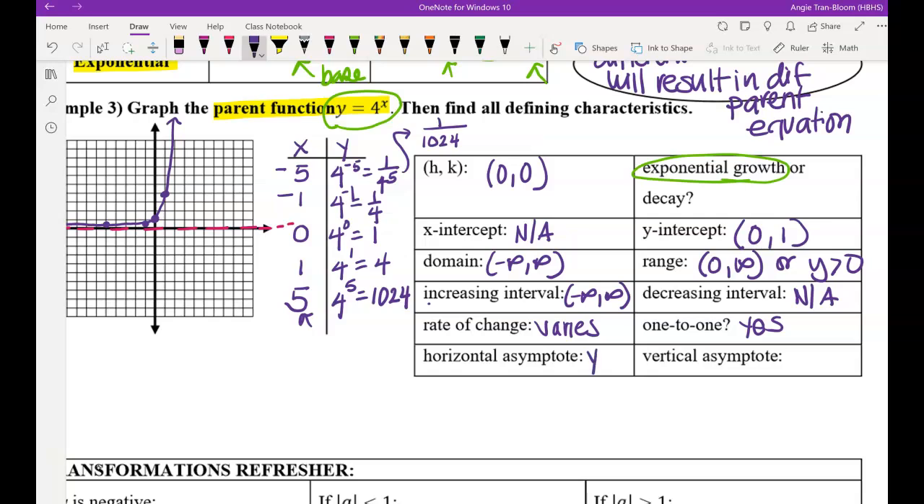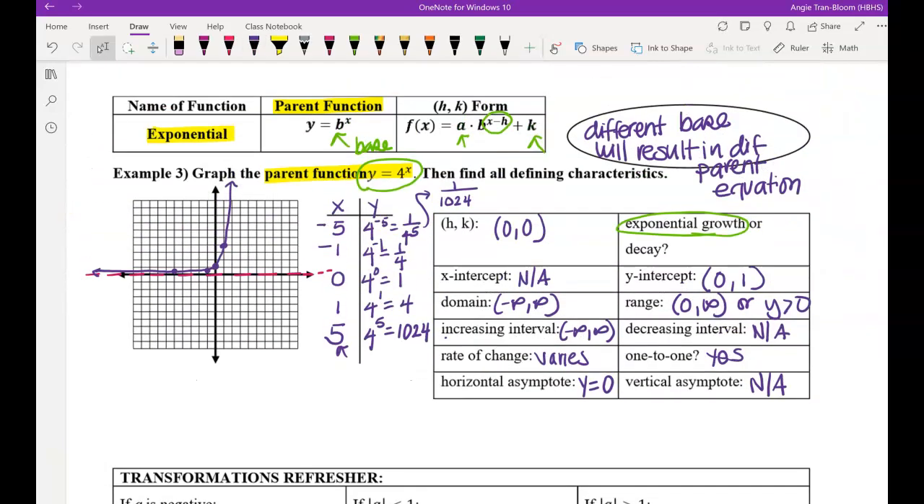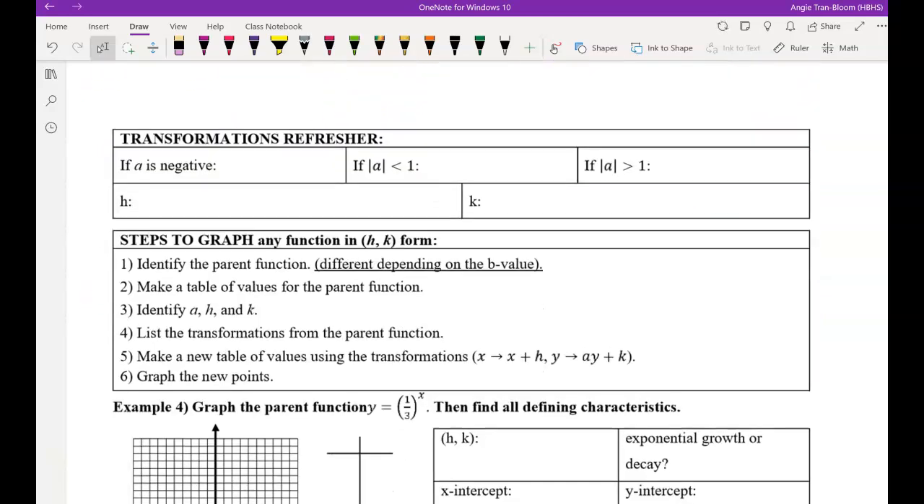We do have a horizontal asymptote at y equals 0 and no vertical asymptote. All of this information is true for any parent function. Let's try this refresher down here, and then we're going to work out one more parent before we move on, okay?